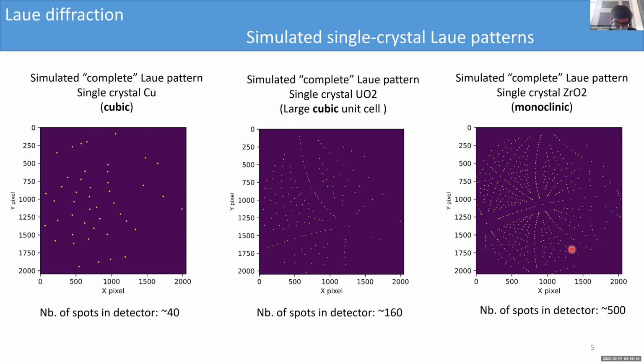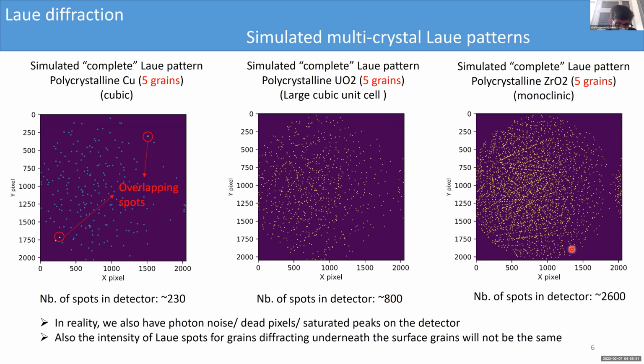Now imagine if you have a polycrystal for the same symmetries in the same crystal. I've just added 5 grains now instead of 1 grain. So now this becomes a little bit complicated. You lose the zone axes actually. You cannot clearly see the zone axes. Even for copper, you can see that the zone axis is lost. And then there's an additional problem of overlapping spots.